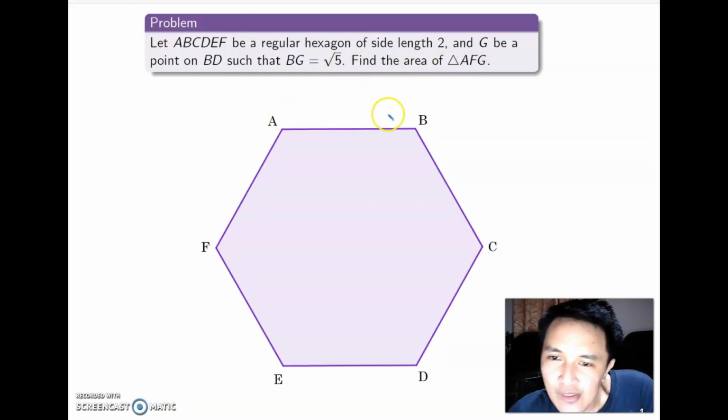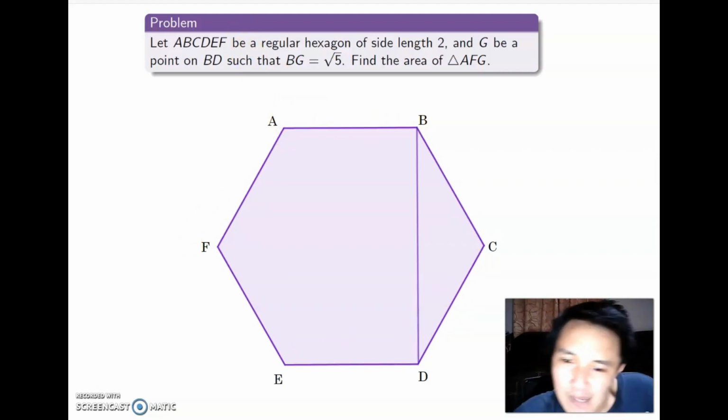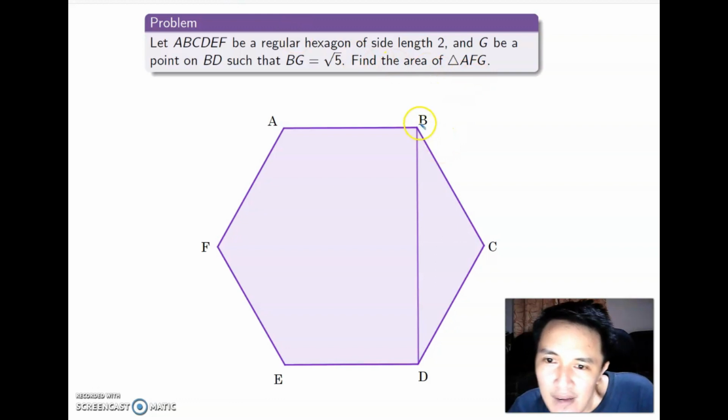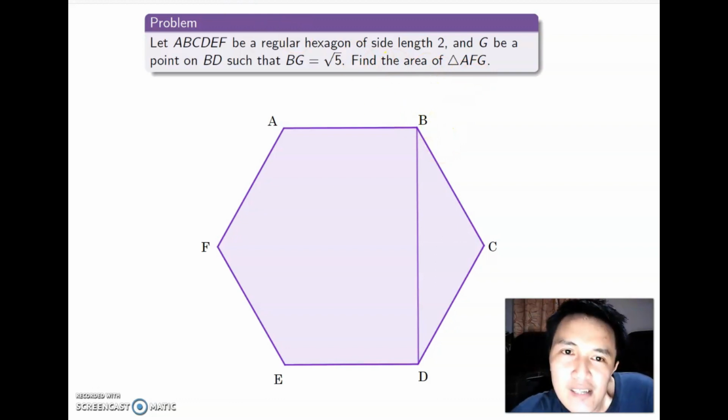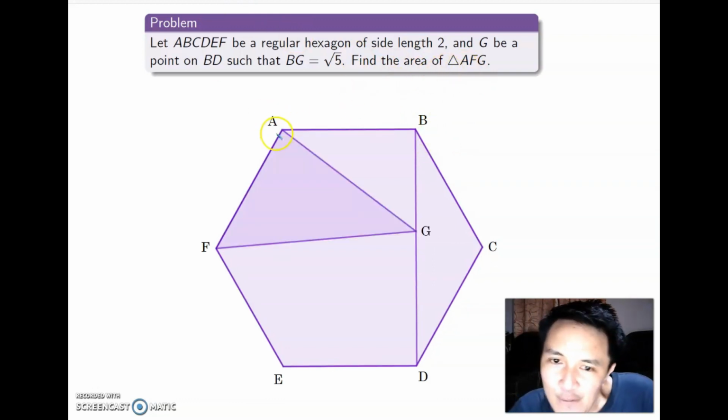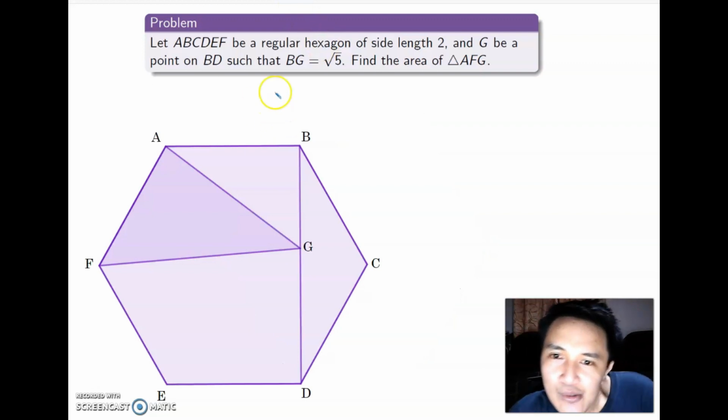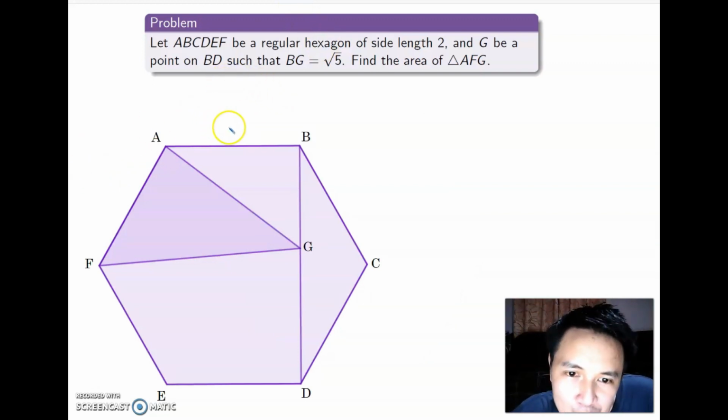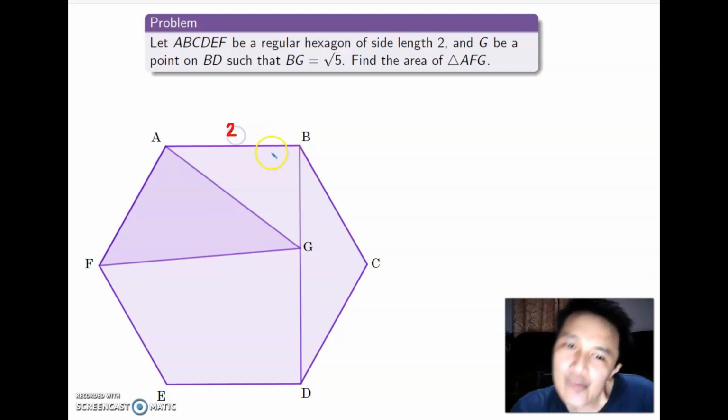As you can see in the illustration, this ABCDEF is a regular hexagon and BD is a diagonal. We are after the area of triangle AFG. So how are we going to do that? It says in the problem that the side of a regular hexagon is 2, so AB is 2, and BG is square root of 5, based on the given.